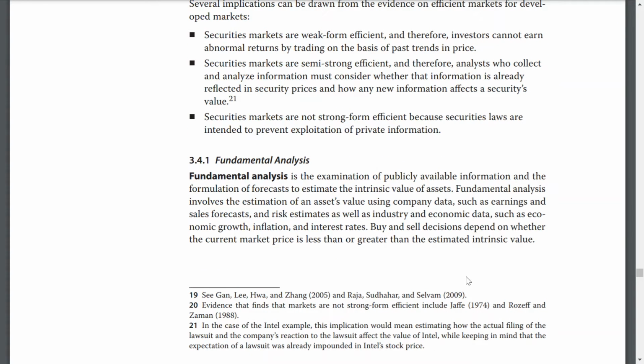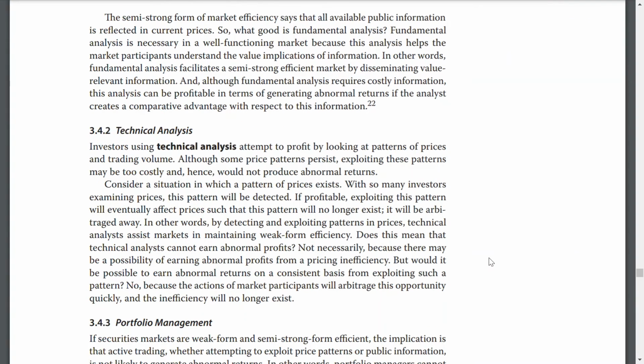Fundamental analysis is the examination of publicly available information and the formulation of forecasts to estimate the intrinsic value of an asset. Fundamental analysis involves estimates of asset values using company data such as earnings and sales forecasts and risk estimates, as well as industry and economic data such as economic growth, inflation, and interest rates. Buy or sell decisions depend on whether the current market price is less than or greater than the estimated intrinsic value. The semi-strong form of market efficiency says that all available public information is reflected in current prices. So what good is fundamental analysis?